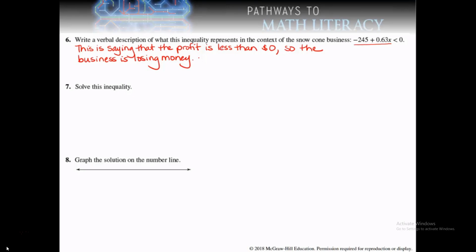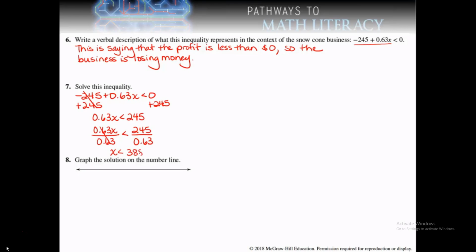First, let me recopy it. So then the first step to solving that is to add 245 to both sides. And that's going to give me 0.63x less than 245. Then I need to divide both sides by 0.63. And so that gives us x less than approximately 388.9. And then in 8, graphing that on the number line, we need an open circle at 388.9 because it is not included. And then to graph x less than that, we'll draw an arrow from there to the left.